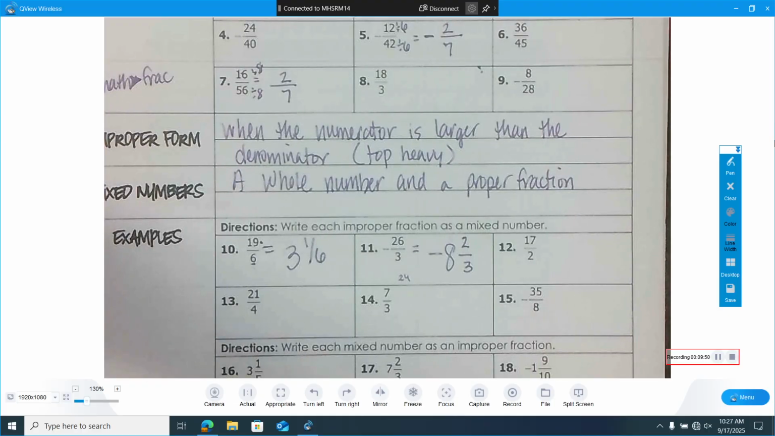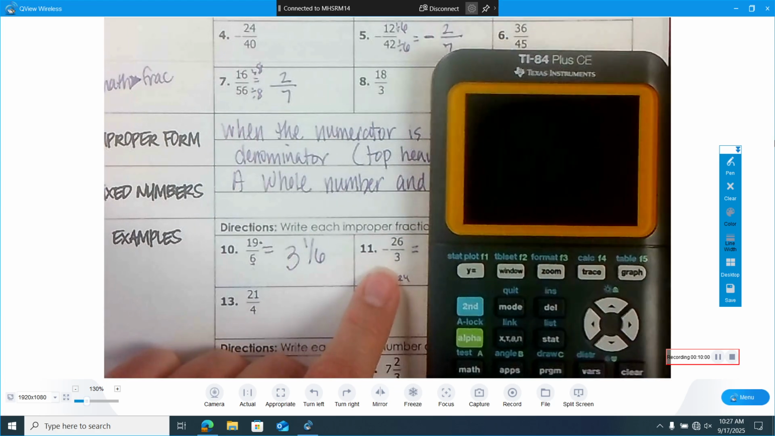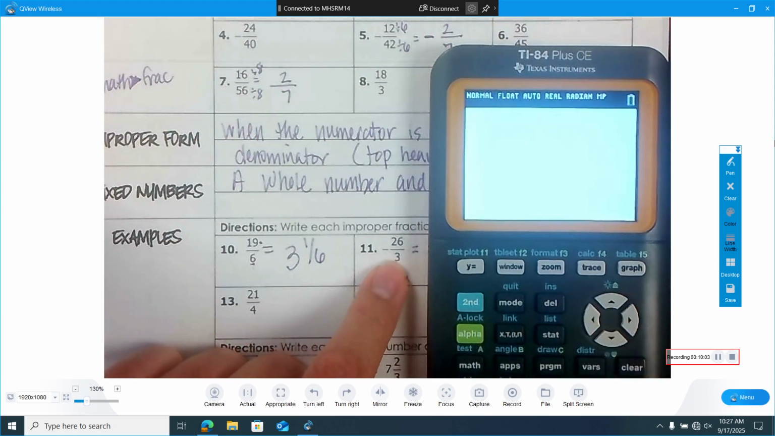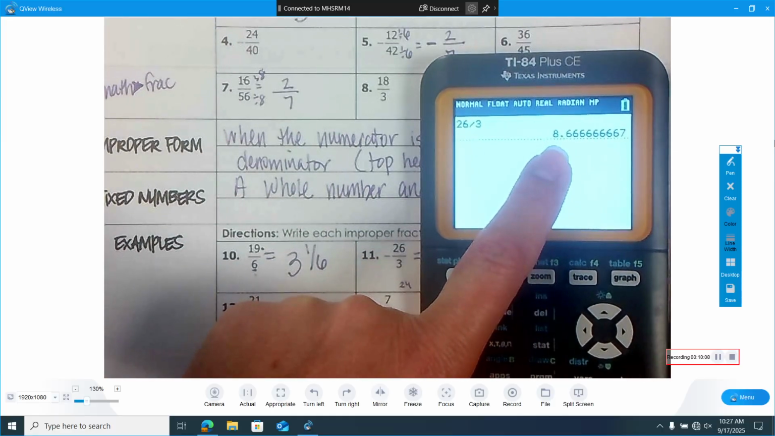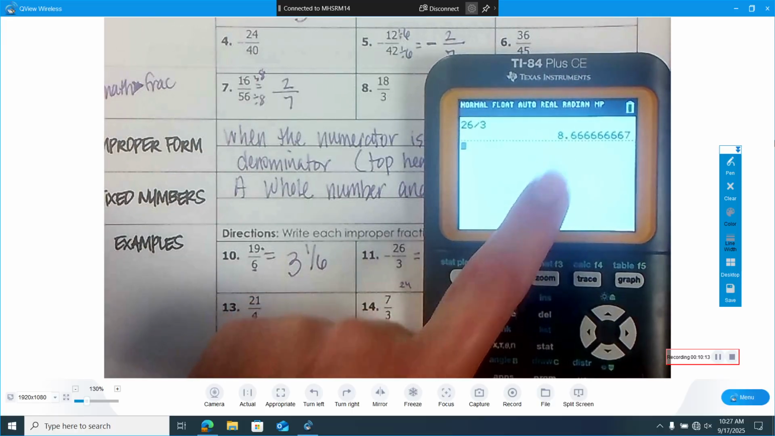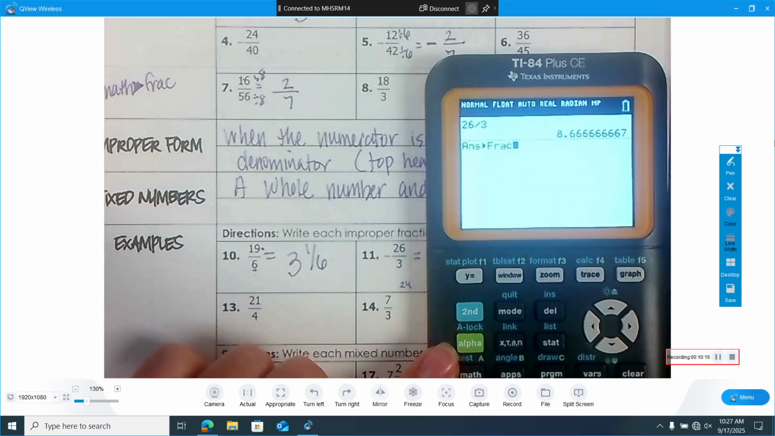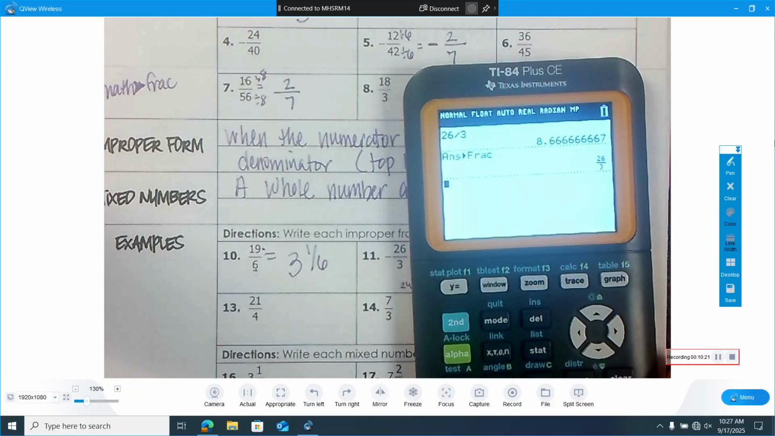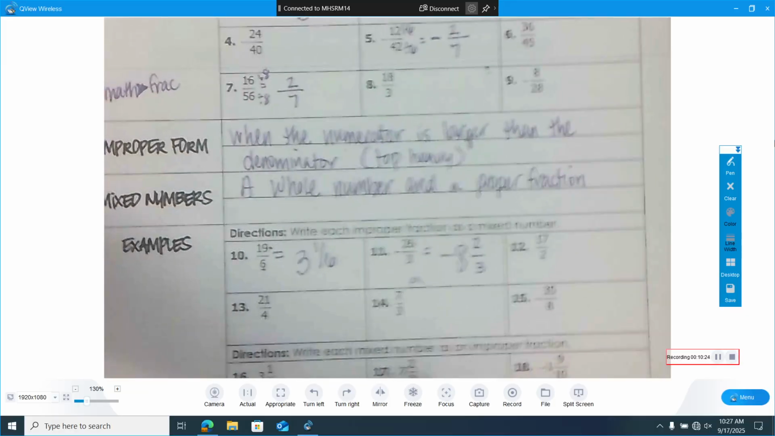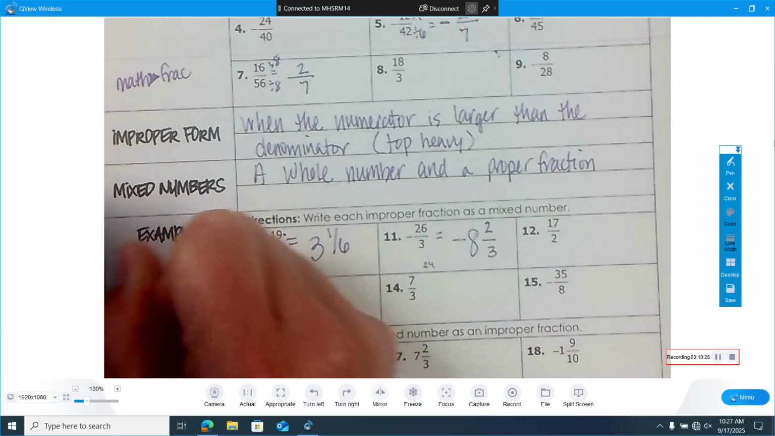If you don't remember how to do that, what's another way other than just using your head? How else could you convert to a mixed number? Almost. With our calculator, if I get 26 divided by 3, I can see that I get the whole portion there of 8. So I can get part of it. What happens if you math frac that? If I math frac that, that's a good question, I get back my improper. That's what we use most of the time. So we like improper better.